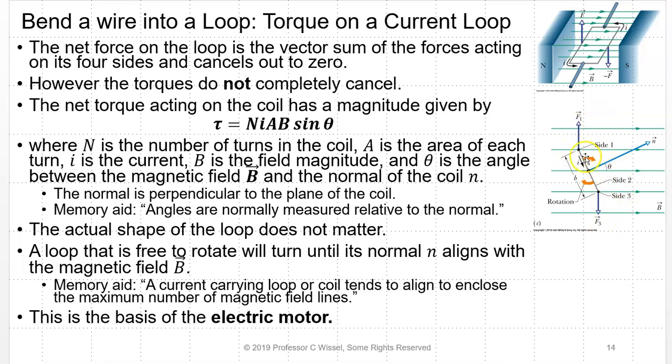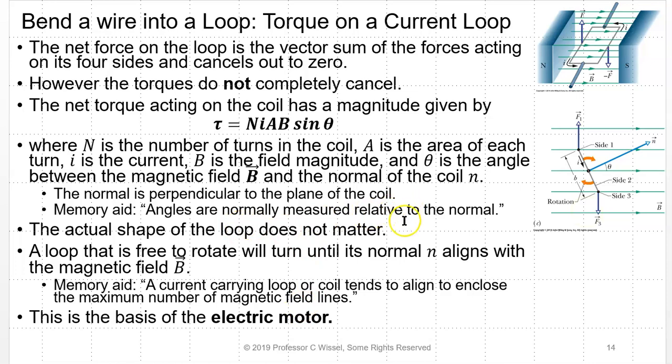That will have a tendency to make this whole loop rotate clockwise until this normal here, which is always perpendicular to the face of the loop, aligns with the magnetic field. At that point, the torque disappears. Remember, the angle is always measured relative to the normal.